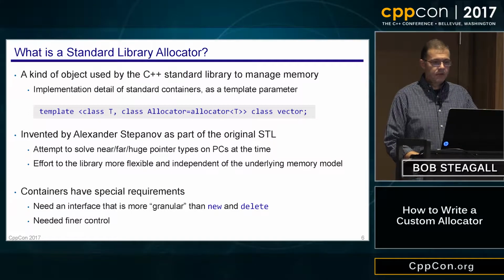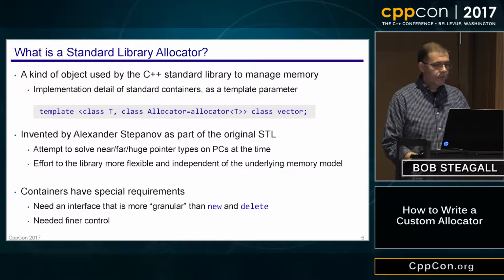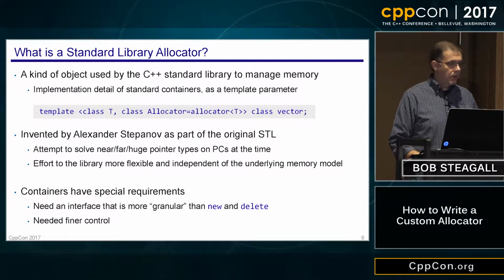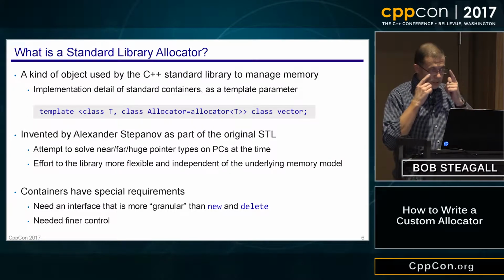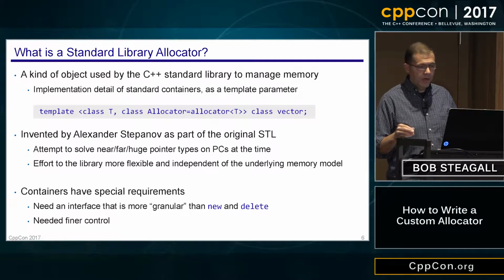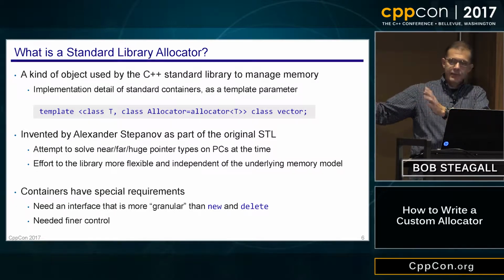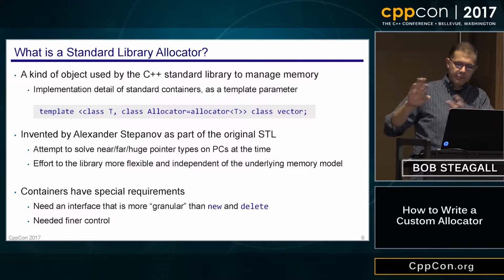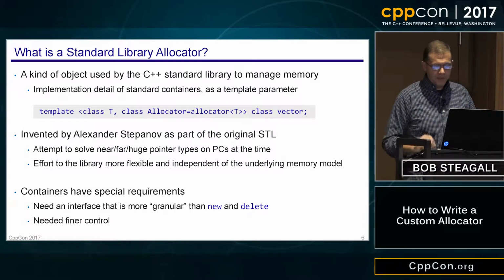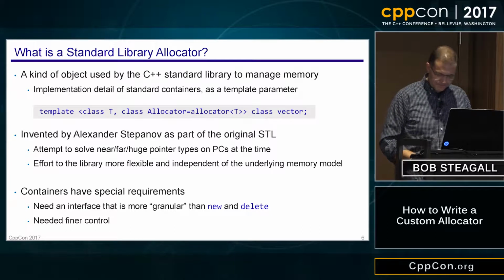So what's a standard library allocator? Well, it's a kind of object that's used by the standard library to manage memory. Usually we see it as an implementation detail of the standard containers as a template parameter. It's that thing off to the right that's got a default argument that nobody ever really looks at or messes with and just kind of pretends doesn't exist, because it can be painful if you don't pretend.